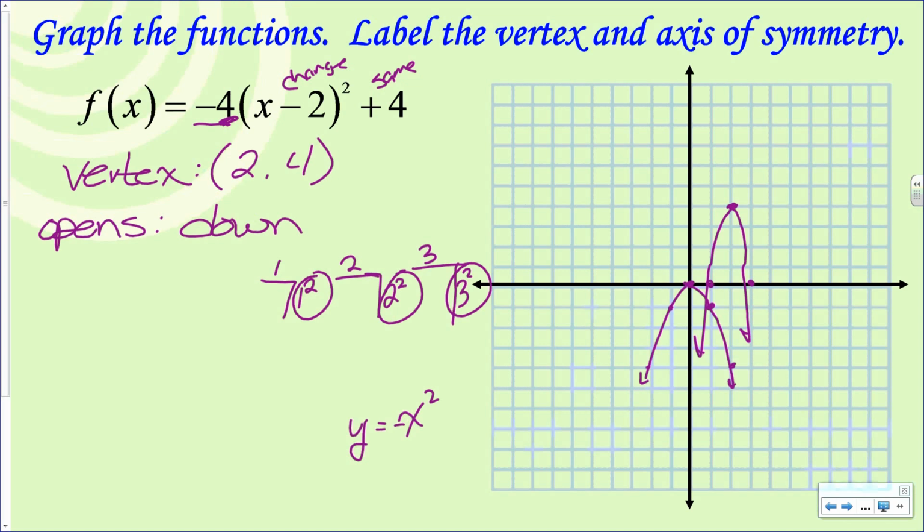So I'm going to go over 1 and down. Instead of going down 1, I'm going to go down 4, because 1 times 4 is 4. 2 squared is 4, right? So if I went over 2, I go down 4 times 4, which is what? 16. Yes. Correct. So this is a pattern, right?